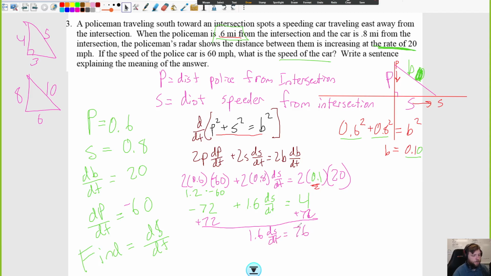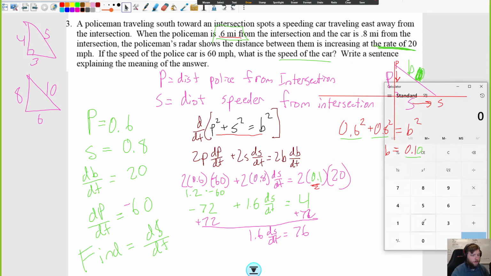Divide by 1.6. See, this is the part where I'm just going to pull a calculator out. These take so long. I'll make you guys do one next time. Sure. I'm going to leave it as a decimal. I'm just too lazy to do anything more. ds dt was 47.5.